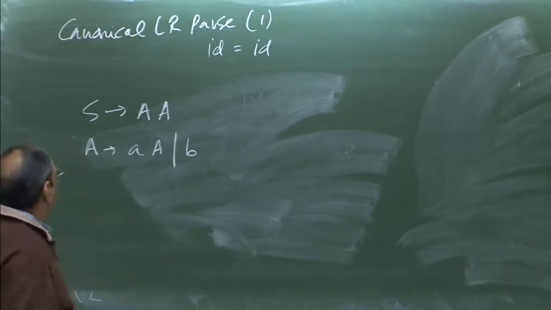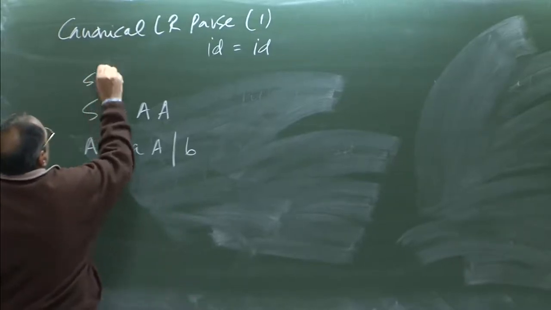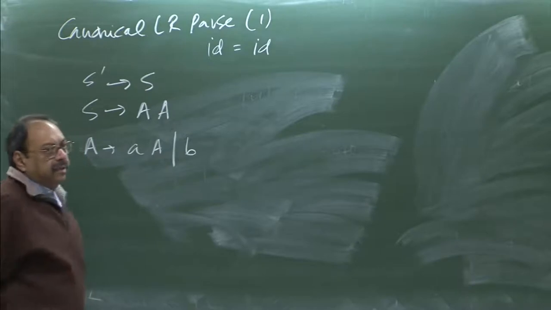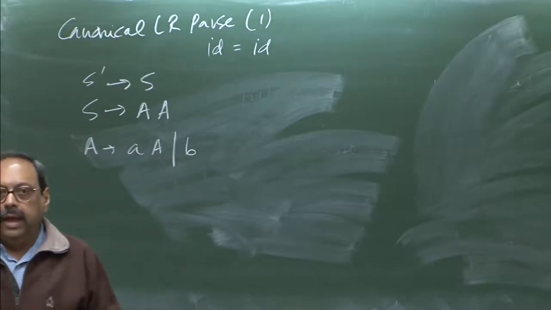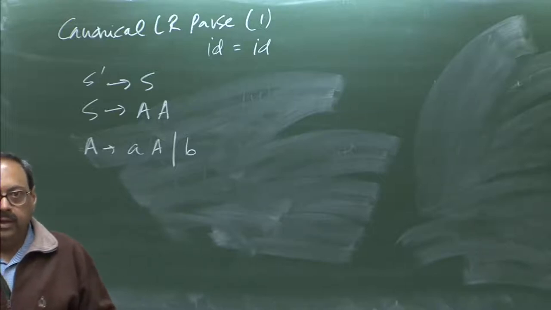So let's start constructing now the parser for this. And again, we have to go through the same thing. We have to construct all sets of LR1 items now, not LR0, but LR1 items, and then make a parse table.